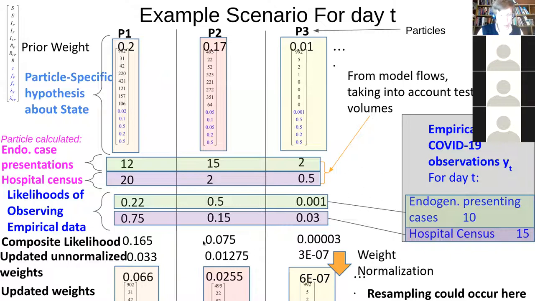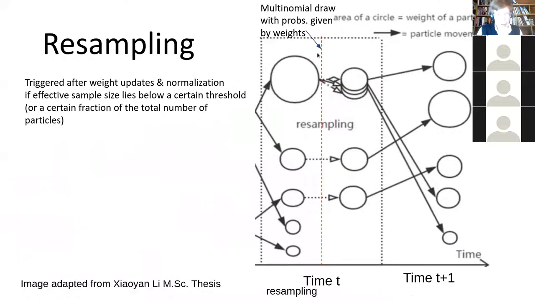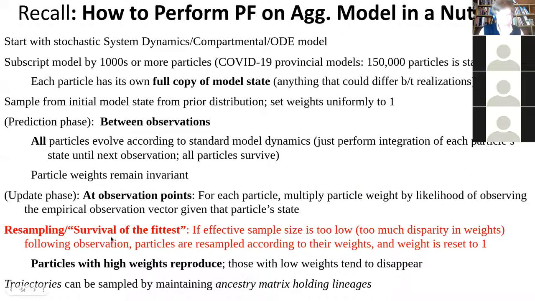Okay, and this gives an updated set of weights, which reflect its credibility in light of the latest observations, as we understand it. And then resampling could occur here, where we have the judgment day, and we multiply things with high weight, and things with low weight disappear, and for middle weight, it's a multinomial draw, for those for whom that's a statement you recognize. So it draws from these with a probability proportional to its weight. And so you might have many of these represented and a few of these, et cetera. It's a probabilistic process. And that's our resampling, our survival of the fittest.